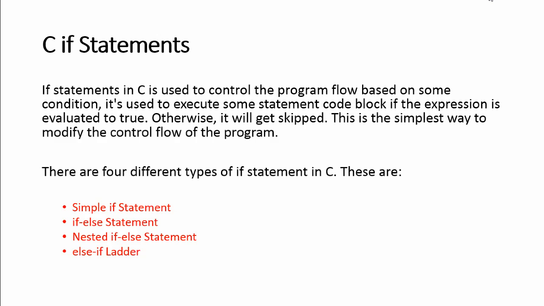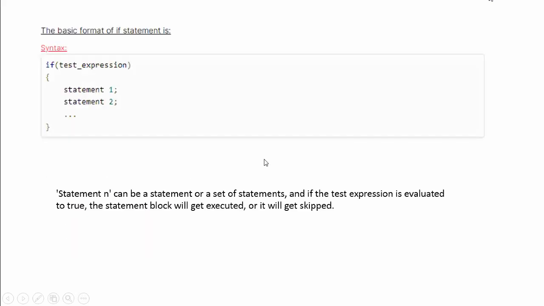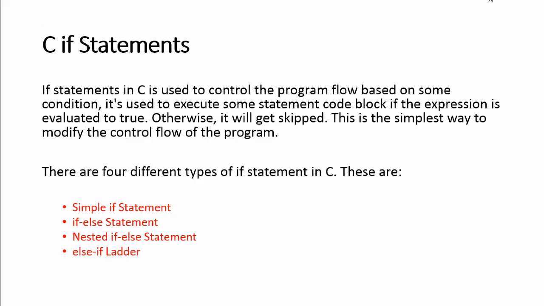Anyway, there are 4 different types of if statement in C. Different types are simple if, then if else, then nested if else, then else if ladder. Right? So from these 4, we are more interested in simple if, if else, and nested if else. Okay. Now we are coming to the basic format. So that means we are coming to the first thing, simple if.